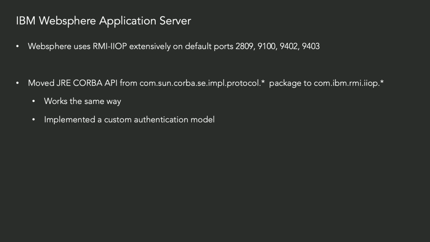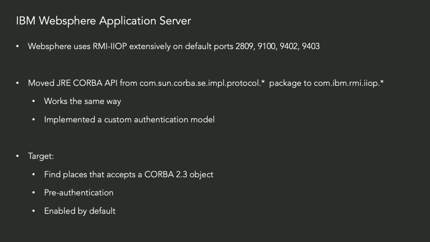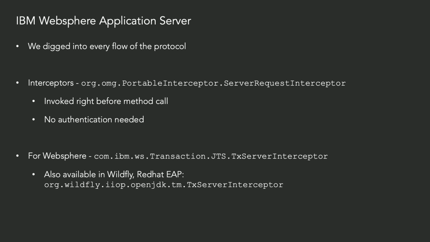So they moved the JRE packages for the CORBA protocol from Sun into their own packages at com.ibm.rmi.iop. It actually works the same way, but it implemented a custom authentication model. So our target is to find a place that accepts a CORBA 2.3 object. It has to be pre-authentication, and it has to be enabled by default, so that our exploit has some value.